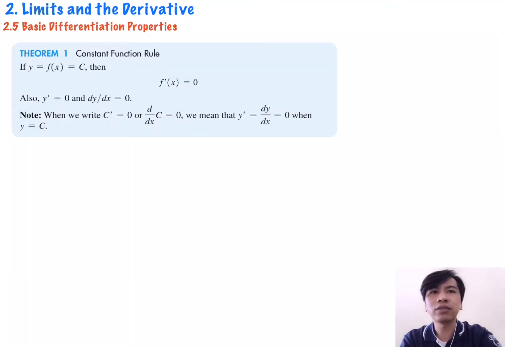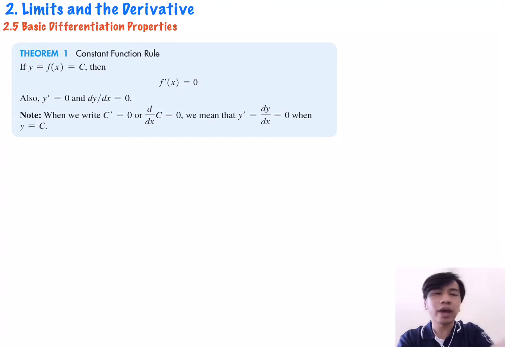The constant function rule states that if y equals f of x equals c, a constant, then f prime of x equals 0. Also, y prime equals 0 and dy over dx equals 0. So these are the derivative.